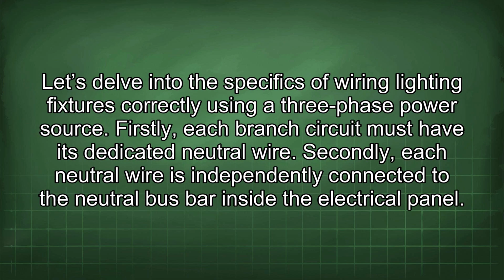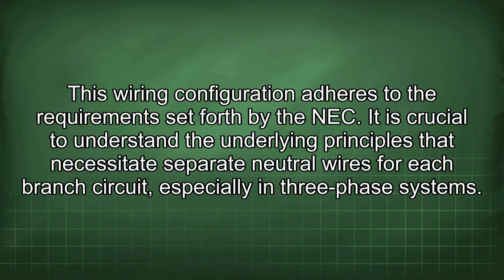Let's delve into the specifics of wiring lighting fixtures correctly using a three-phase power source. Firstly, each branch circuit must have its dedicated neutral wire. Secondly, each neutral wire is independently connected to the neutral bus bar inside the electrical panel. This wiring configuration adheres to the requirement set forth by the NEC.